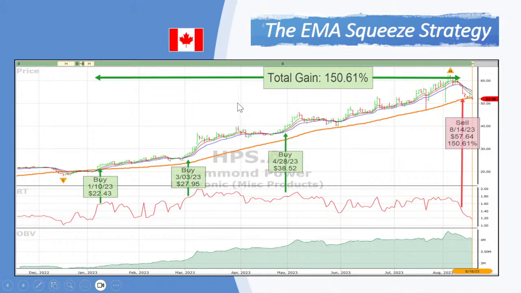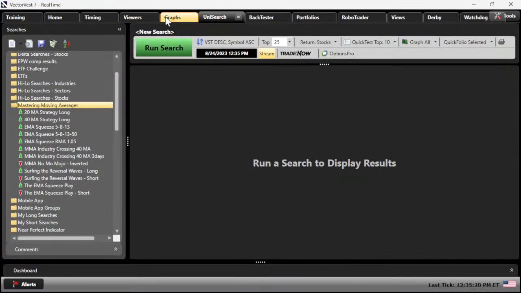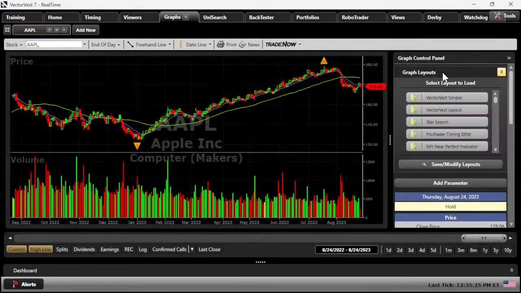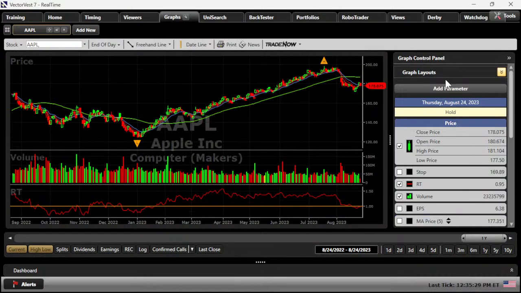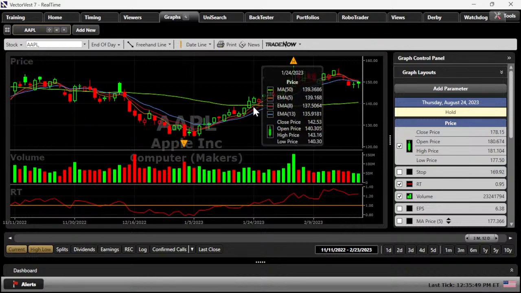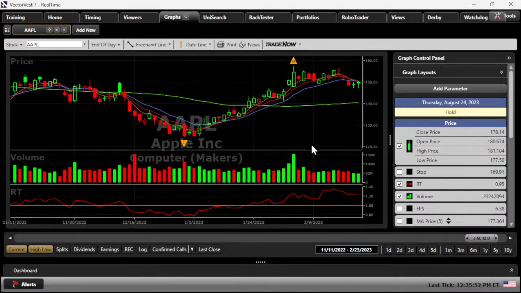If you look at Apple, let's look at Apple real quick. Going into the VectorVest program, here was Apple with an initial buy signal here. Right? Initial buy signal here where the price of the stock rose above the 50-day moving average. The EMAs began to separate right in this area here, right? Price crosses above the 50. 3 EMAs begin to separate. There's your initial trade.